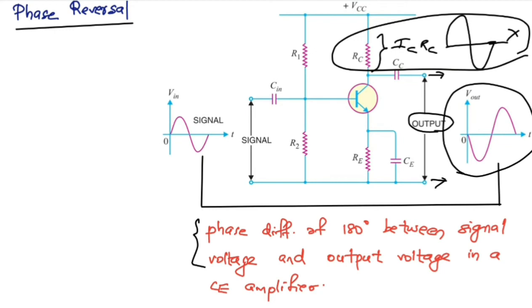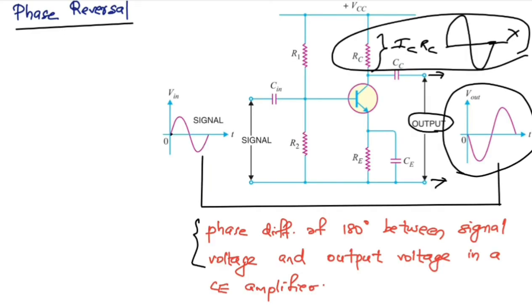Here you can see that the signal is increasing in the positive sense, but in the output the signal is increasing in the negative sense. That means there is a 180-degree phase difference, but you can see that the signal is amplified. The amplified output is obtained across the output, but the phase difference between input and output is 180 degree.